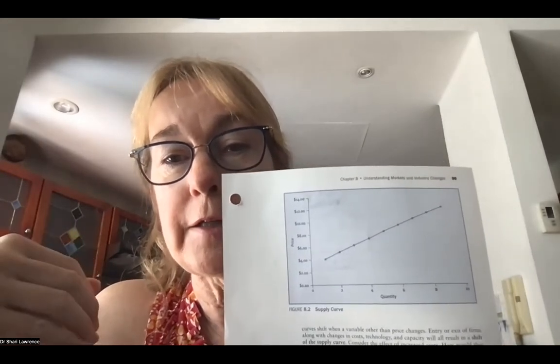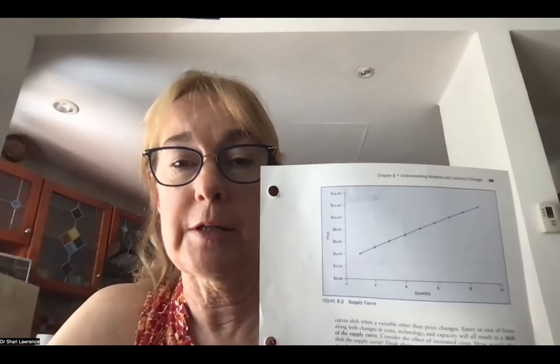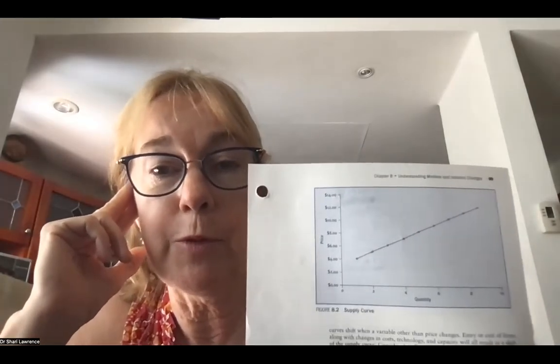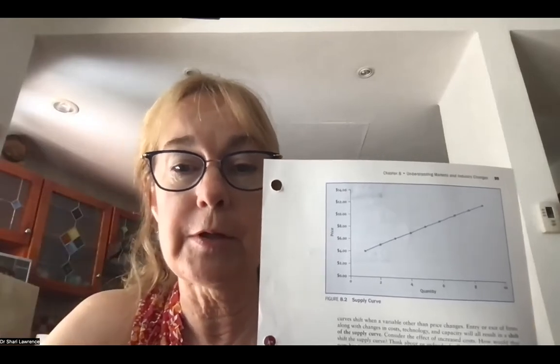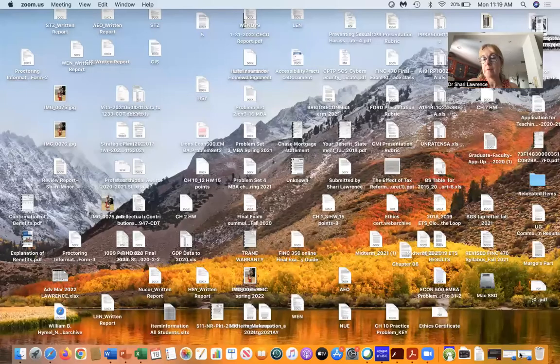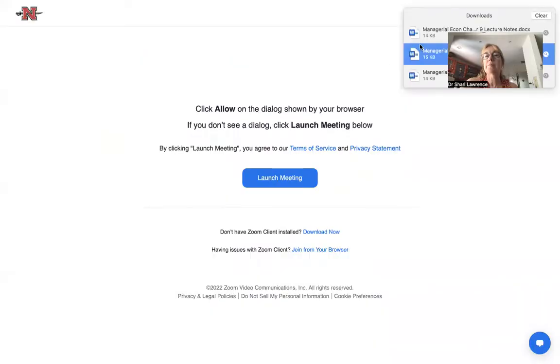And then as the price decreases, the quantity supplied is going to decrease. So if you think about it, if the price goes up, suppliers are going to supply more. It's as simple as that. If the price goes down, they're going to supply less. Okay, so this is the supply curve. It is upward sloping. Okay, now I'm going to go back to the notes. And we'll talk about the law of demand and the law of supply.